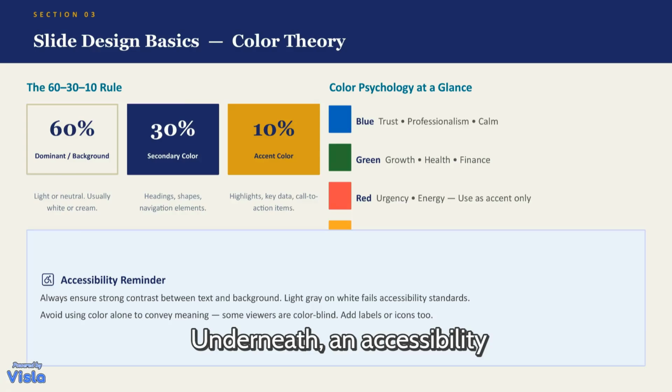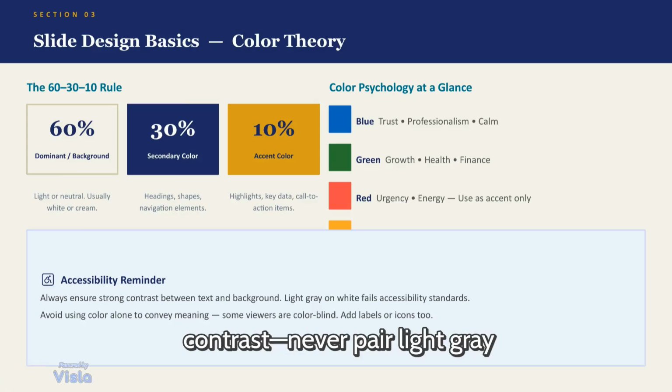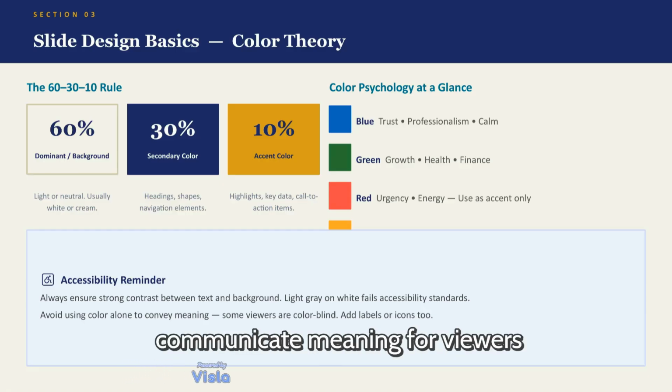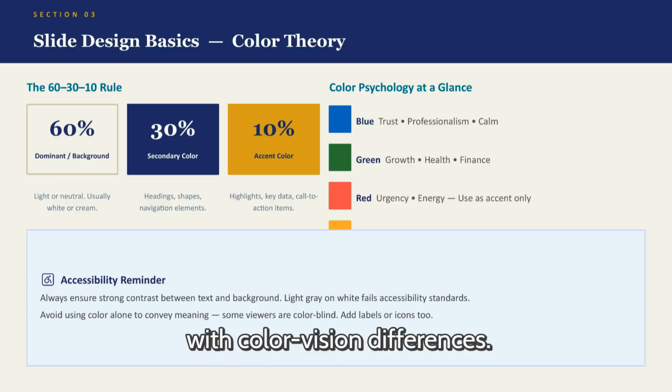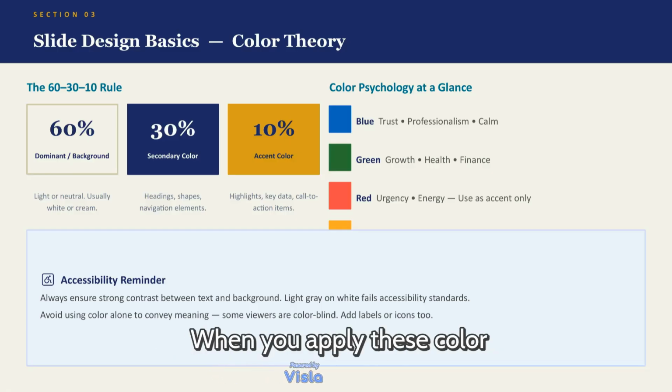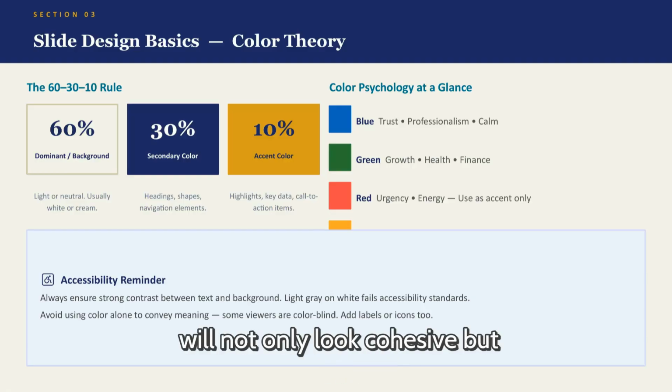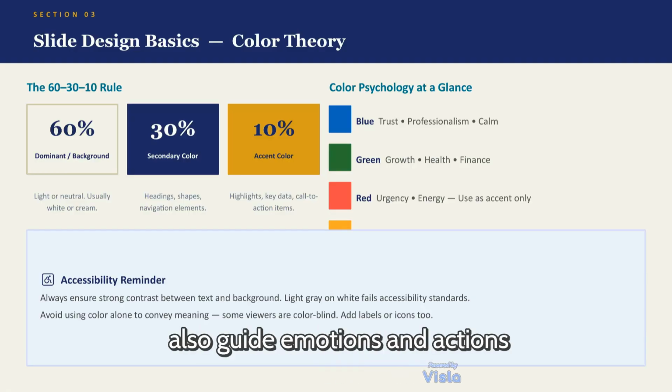Underneath, an accessibility reminder emphasizes strong contrast. Never pair light gray text on white. And it warns against relying solely on color to communicate meaning for viewers with color vision differences. When you apply these color guidelines, your presentation will not only look cohesive, but also guide emotions and actions on every slide.